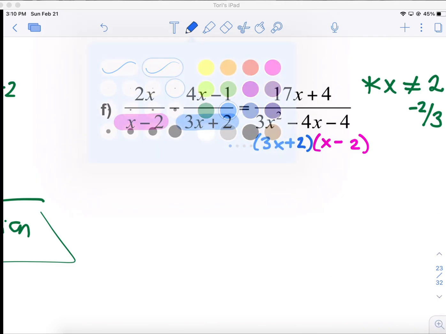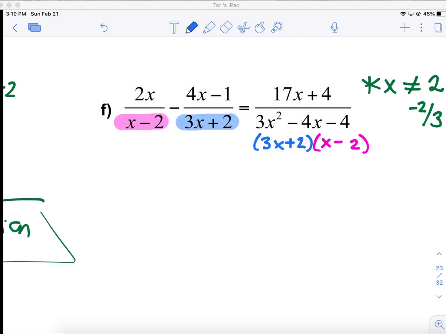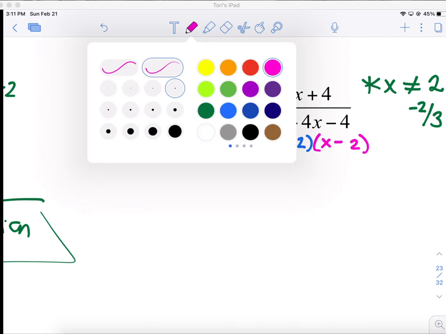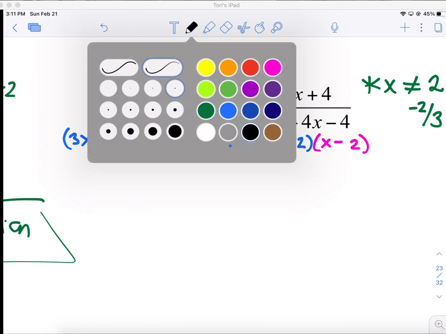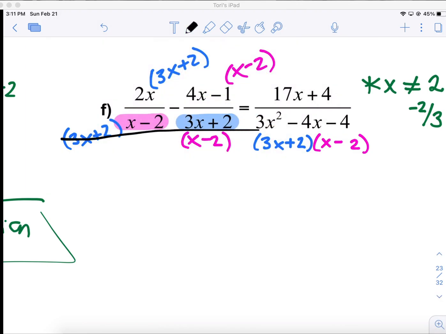In problem F, I did factor out my trinomial, and I got the two same factors that we've already used. So the only term that does not have the pink part is the middle, so x minus 2. I'm going to put that on top also, x minus 2. The only part that doesn't have the blue is this first one, so I'm going to put 3x plus 2 here, and I'm also going to put it on this part, 3x plus 2. Notice I organize my work to help me distribute or FOIL when I know I'm going to have to do that, okay? All right, everybody has pink and blue now, so we're going to get rid of the fraction.